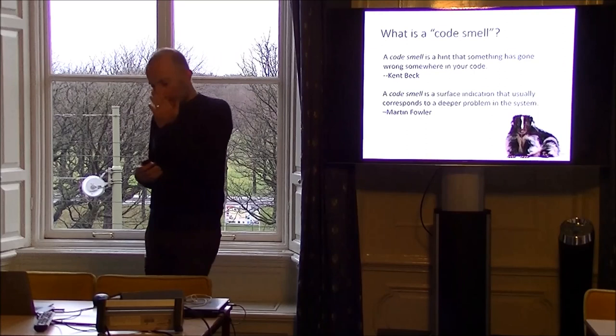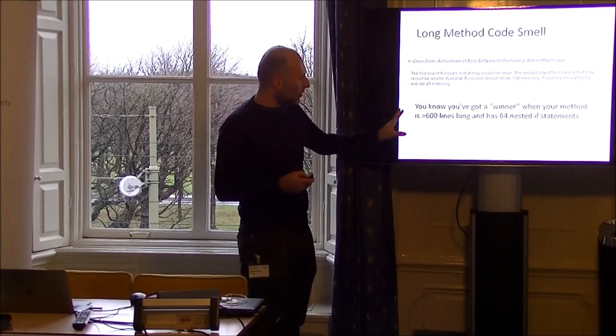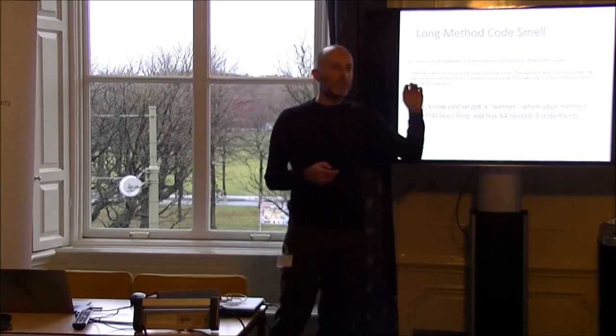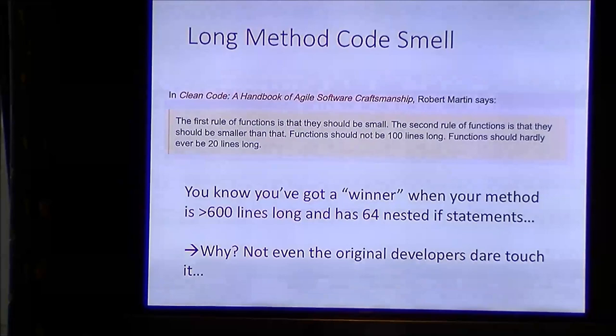So we try to distinguish the purely metric-based approach. And obviously, if you see a method that has more than 600 lines and 64 nested if statements, there's no doubt, right? The metrics are right. This is too long. This is too complex. And I would just delete it and start over. But that's me. We are not sure whether that's really the thing that matters.